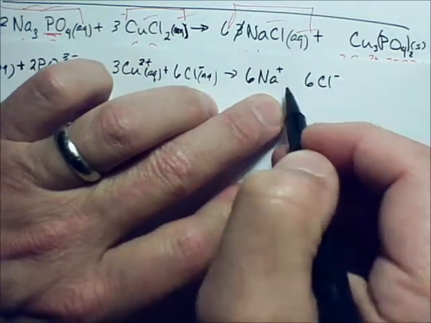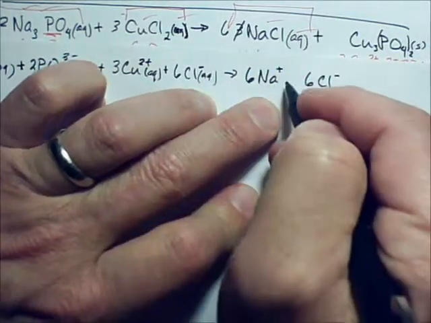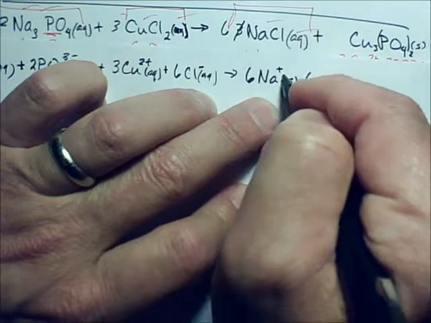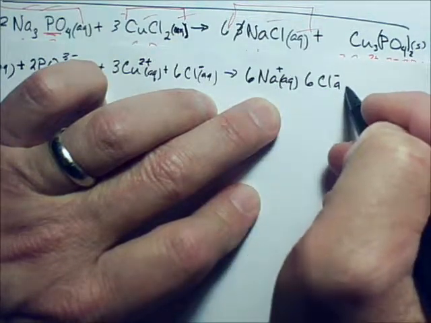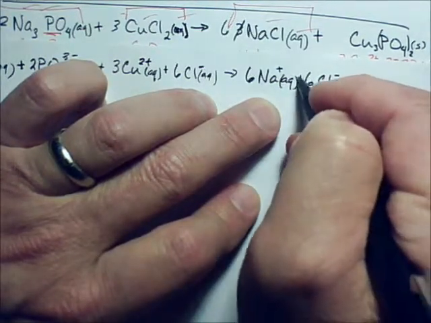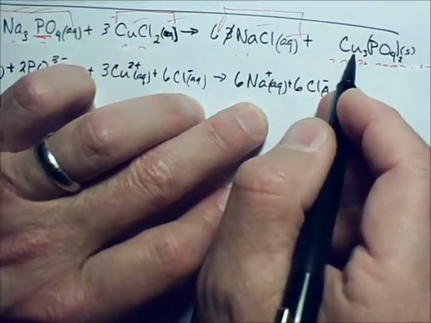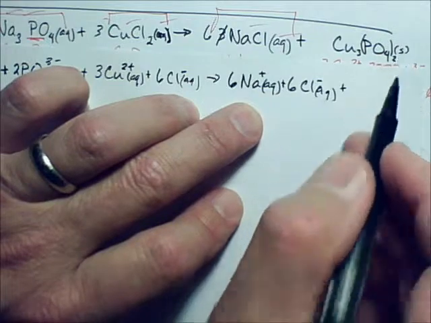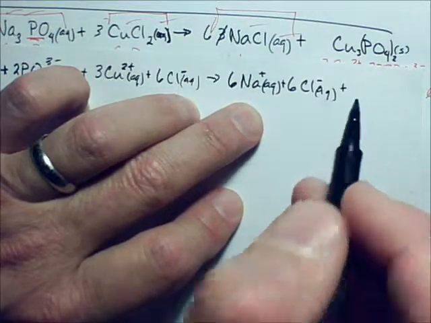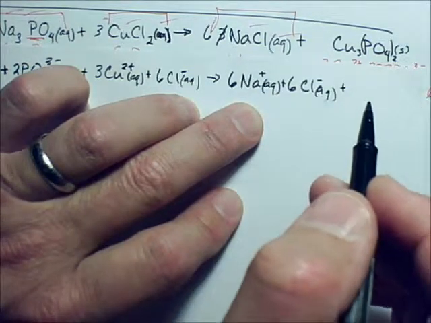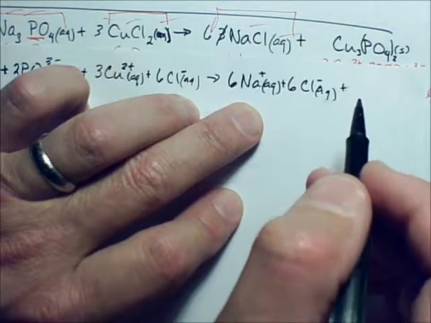What physical state do I put on these? If the compound is aqueous, the ions are aqueous. I need a plus sign between them. What do I do to this? Break it down. No, it's a solid. You don't.